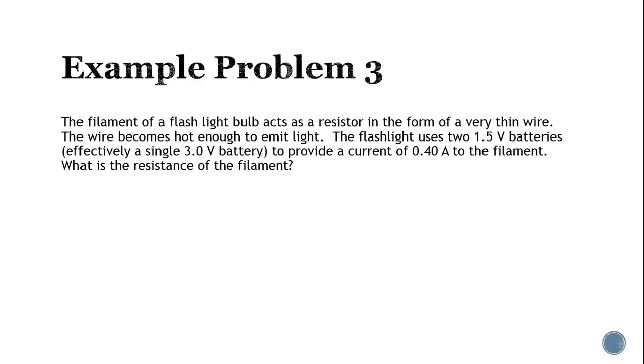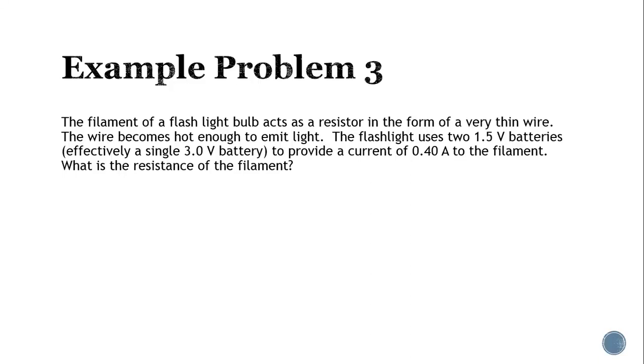The third problem that I have is the filament of a flashlight bulb acts as a resistor in the form of a very thin wire. It becomes very hot, and in fact hot enough to emit light. The reason why the filament in a light bulb lights up is that you've heated up the wire so much that it actually begins to expel electrons and photons, light.